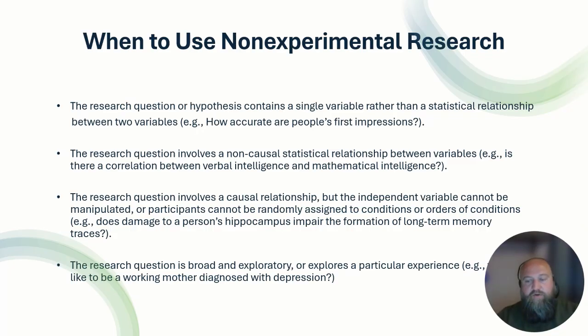So it's important to know, when do we use non-experimental research? Where does that come into play? I definitely gave a big example a second ago, but what else? A couple things to keep in mind. Non-experimental research is oftentimes used when the research question or the hypothesis just contains a single variable rather than a statistical relationship between variables. Oftentimes, they're used when the research question involves a non-causal statistical relationship. So not does one thing cause another, but is one thing more effective?